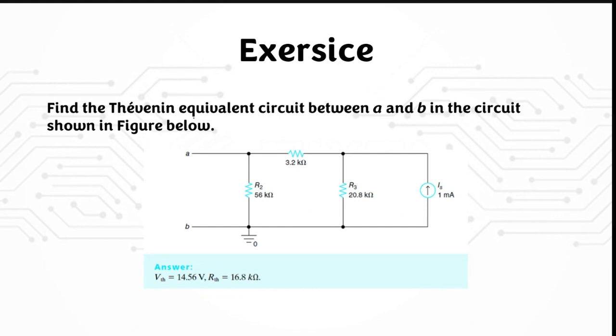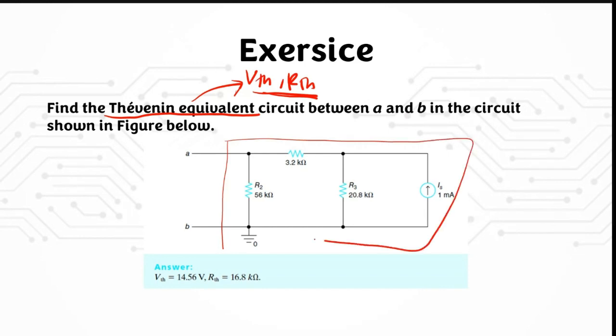Okay, we have this exercise. Obviously, the question asks you to find the Thevenin equivalent. This means that you need to find VTH and also RTH. So you need to find these two and then just draw your equivalent Thevenin again. Okay, so you have this circuit. This is actually a two terminal circuit, where the terminals are A and B.